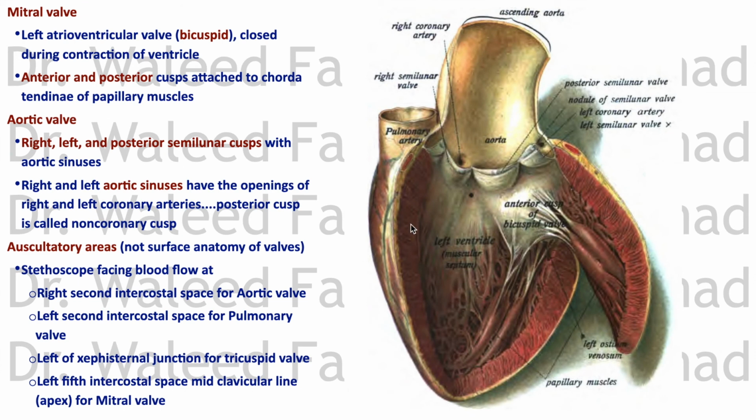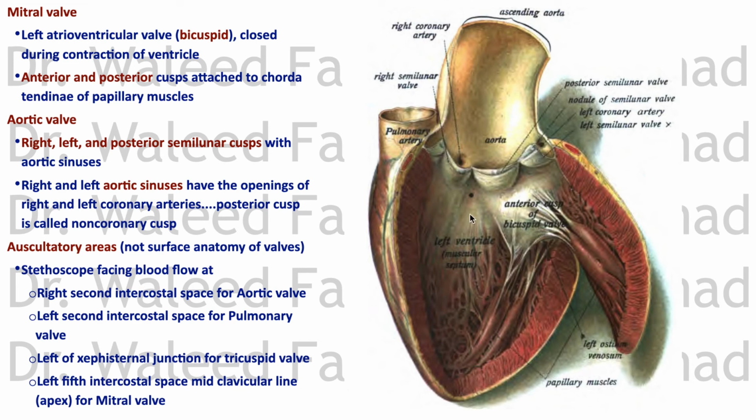Now, what separates the left atrium from the left ventricle is the mitral valve. It's a bicuspid valve, as we said before. It has anterior and posterior cusps, connected by chordae tendineae to papillary muscles. The same mechanism of action as the tricuspid valve, the same theory.